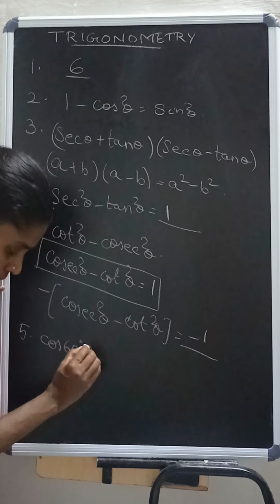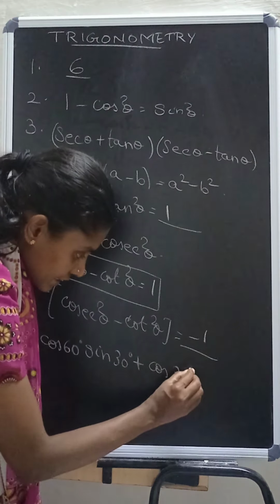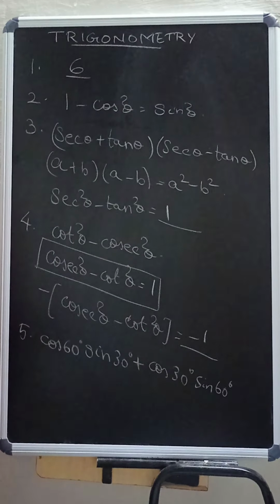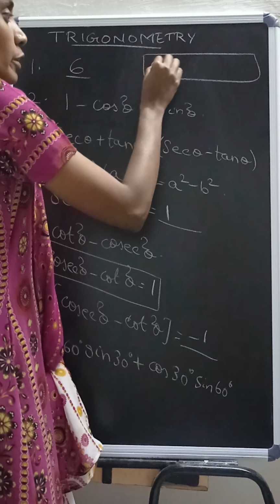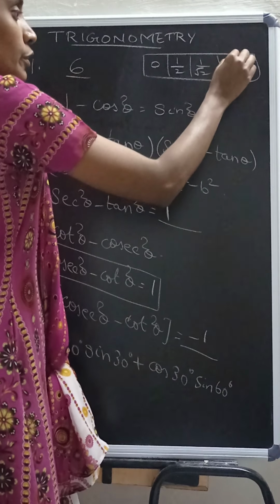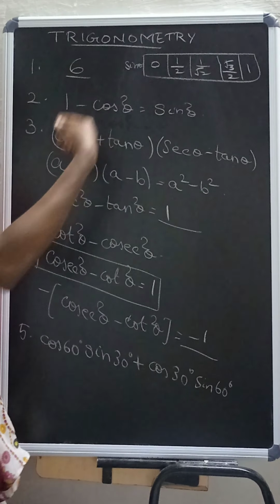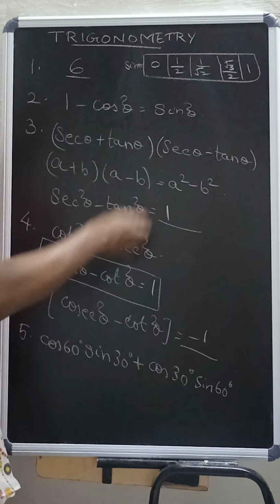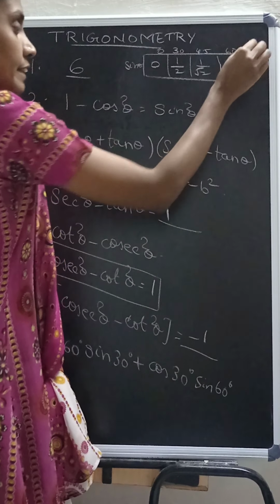Cos 60 degrees sin 30 degrees plus cos 30 degrees sin 60 degrees. So we need to find the value of this. So for that, the trigonometric ratios, what do you have? You need to mug up only the first one: 1 by 2, 1 by root 2, root 3 by 2, 1. This is for sin theta. So similarly, you can write cos theta and everything. So first is cos 60 degrees. So 0, 30, 45, 60 and 90.